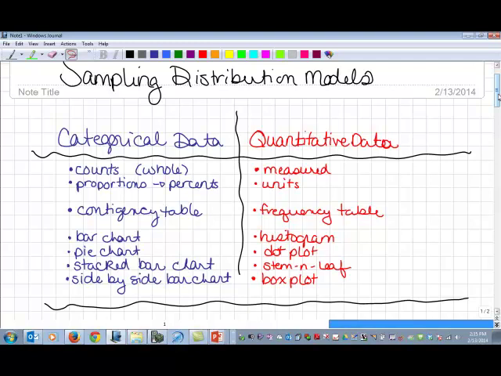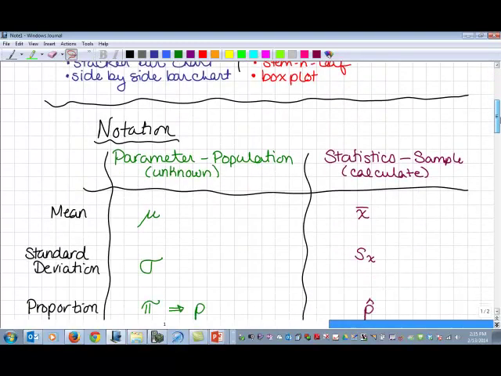If we're dealing with quantitative data, remember that's measured, and it generally has units like inches or feet or gallons. We organize them into a frequency table. We can also make a relative frequency table, and we can display it in a picture on a histogram or a dot plot or a stem and leaf plot or a box plot, each having their different advantages.